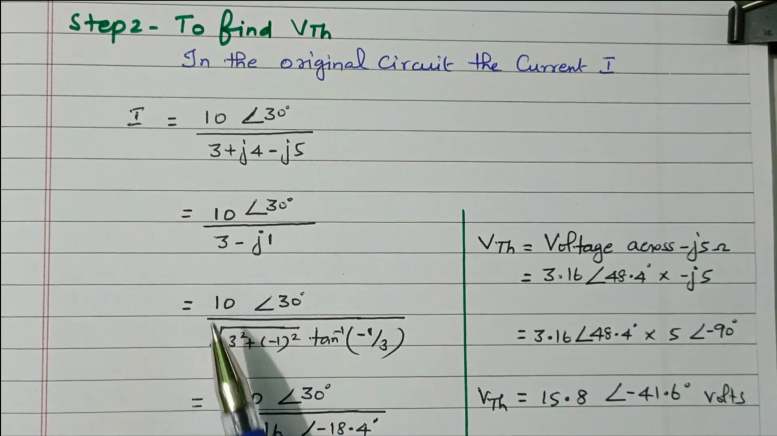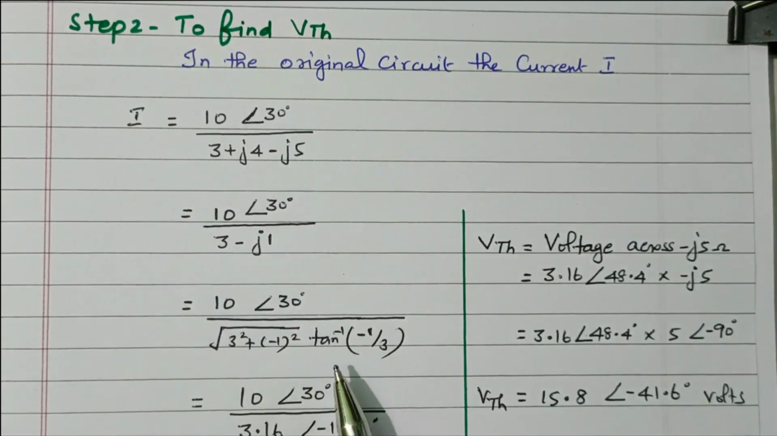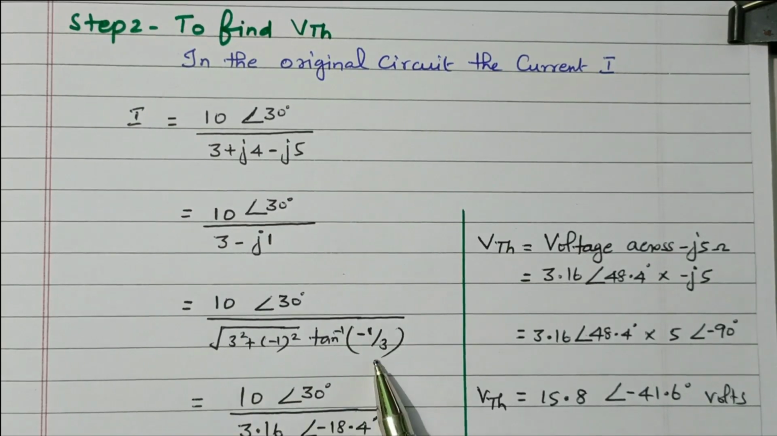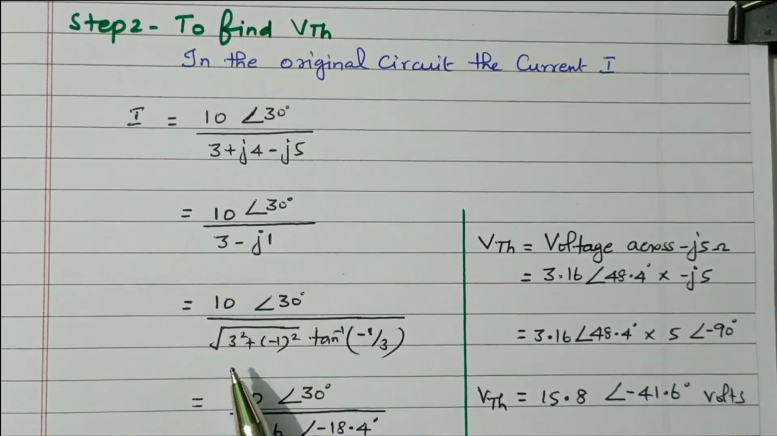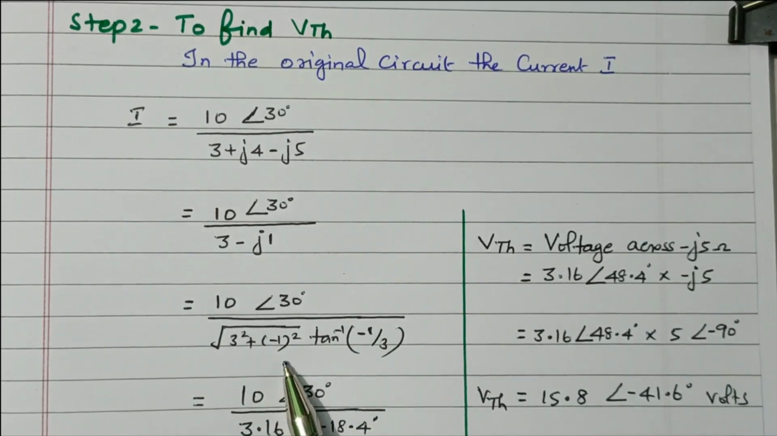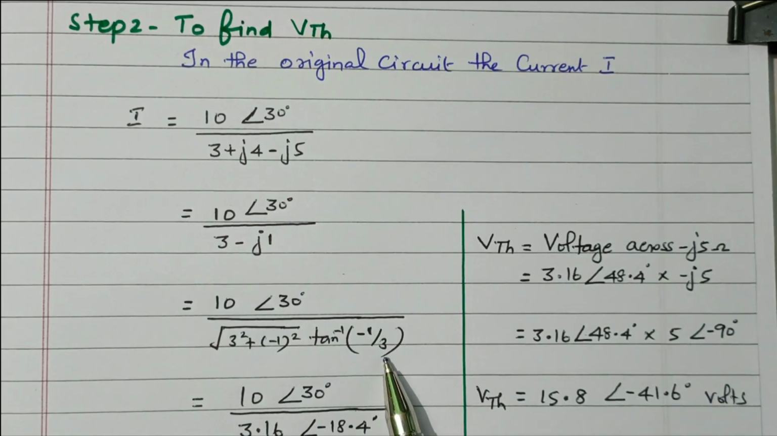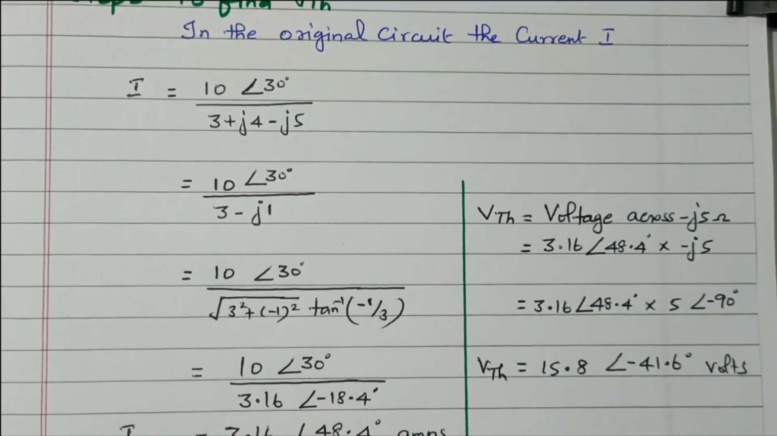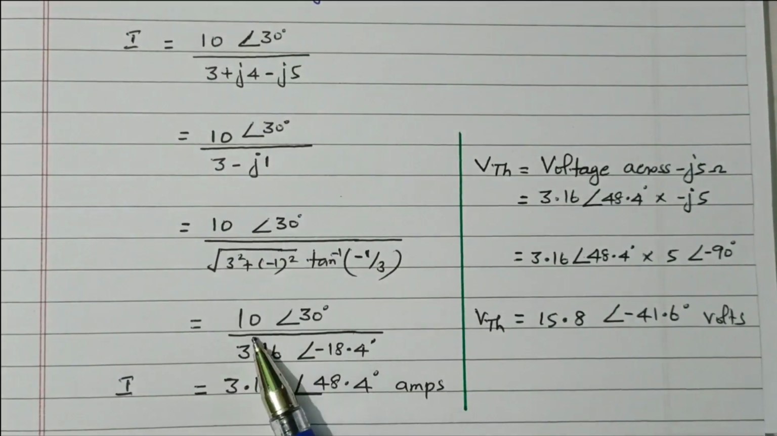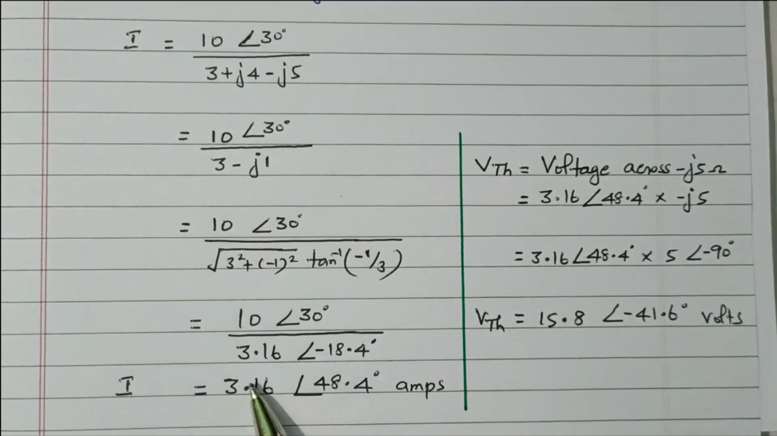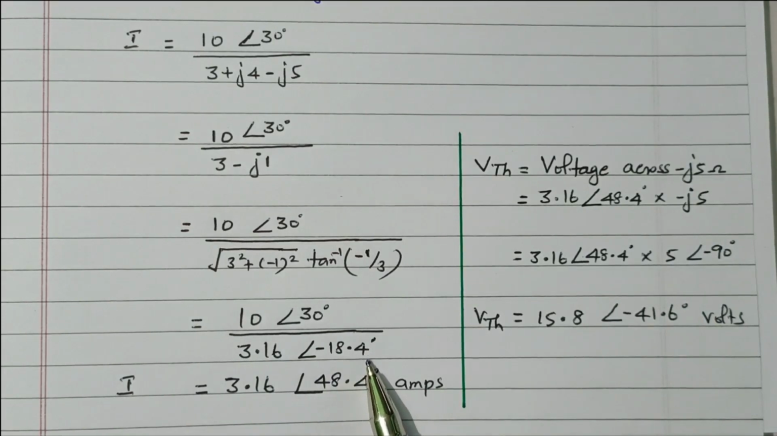So this rectangular form is now converted into polar form. How to convert? This is the magnitude, this is the angle. The magnitude is the square root of 3 squared plus 1 squared, that is real term squared plus imaginary term squared. The angle is tan inverse of B by A, imaginary term divided by real term, minus 1 by 3. After simplification, 10 with an angle 30 divided by 3.16 with an angle of minus 18.4.